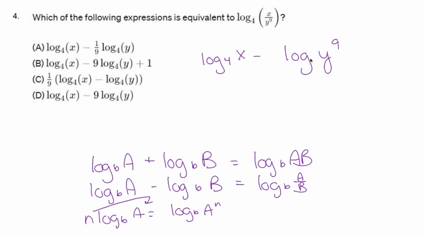Now, that's not going to be good enough because it looks like I have to get y all by itself in here. So in order to get y to the 9th, I must have had a coefficient of 9 in order to bring it up here. So I'm going to rewrite this as log base 4 of x minus, bring that 9 down, 9 log base y. And that's going to be D.